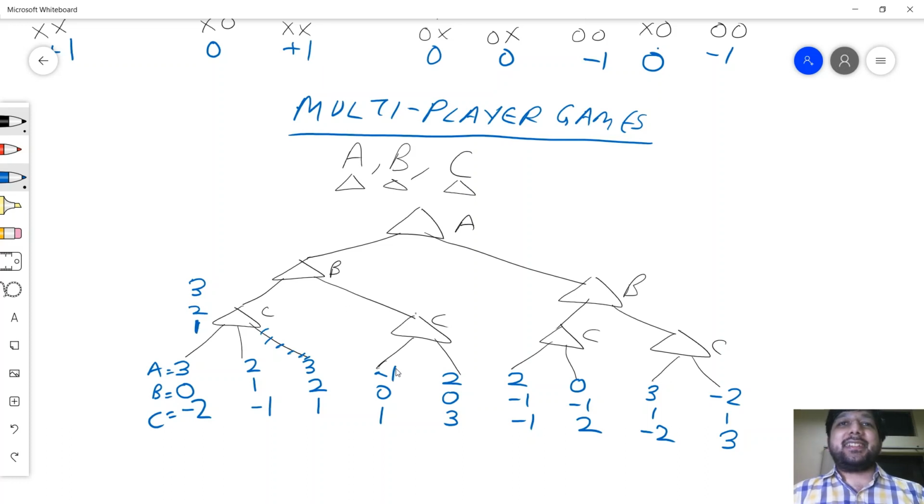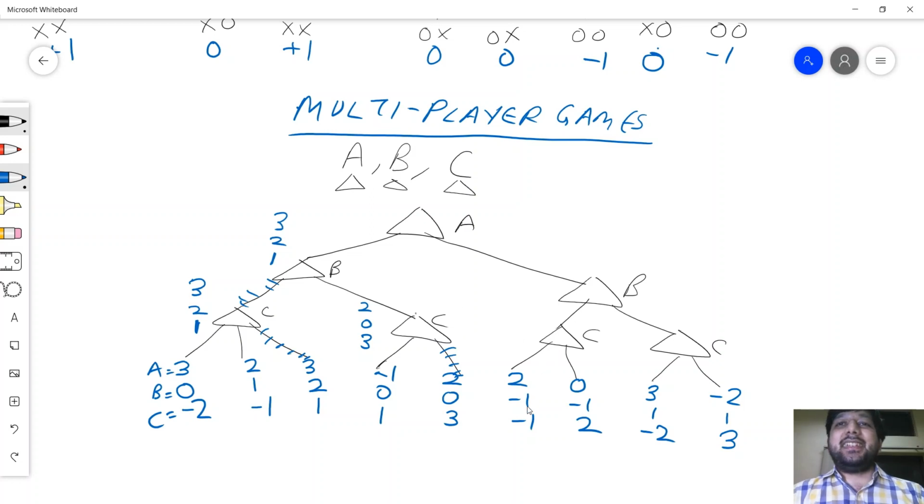Similarly here, take this action, C gets 1. Take this action, C gets 3, which is better. This is better for C. So it's 2, 0, 3. Now think like B. You take this action, you get a 2. You take this action, you get a 0. Which one is better? You want a 2. This is clearly better. So it's 3 to 1.